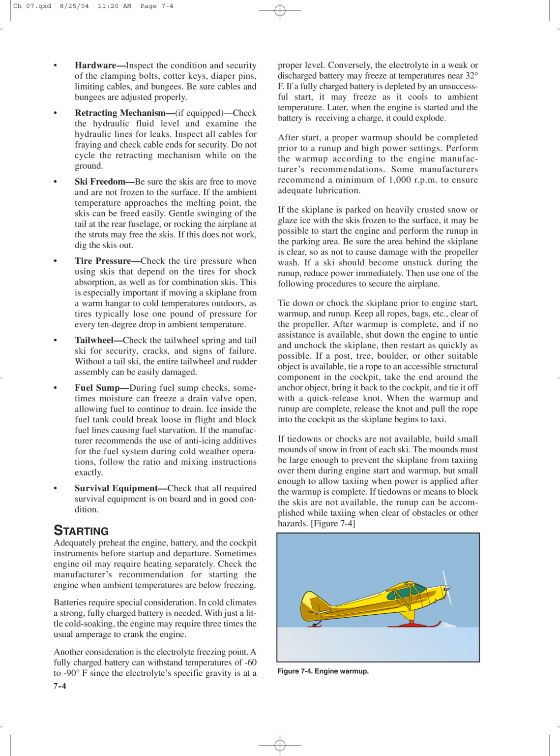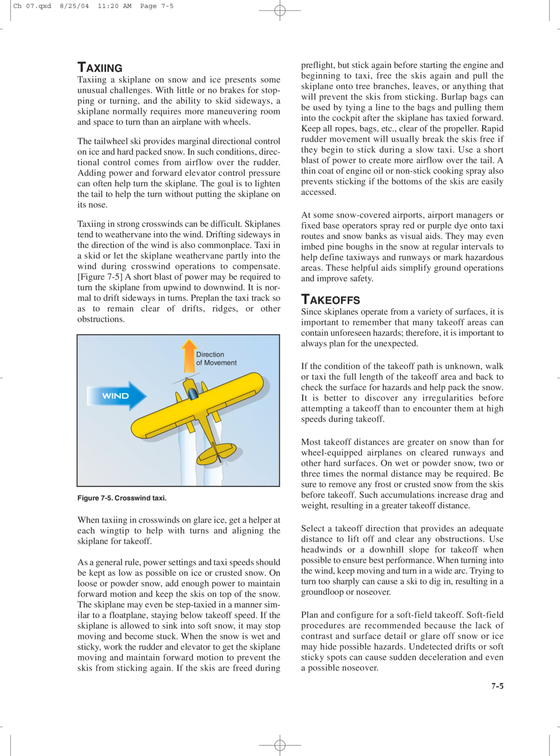Figure 7.4. Taxiing a skiplane on snow and ice presents some unusual challenges. With little or no brakes for stopping or turning, and the ability to skid sideways, a skiplane normally requires more maneuvering room and space to turn than an airplane with wheels. The tailwheel ski provides marginal directional control on ice and hard-packed snow. In such conditions, directional control comes from airflow over the rudder. Adding power and forward elevator control pressure can often help turn the skiplane. The goal is to lighten the tail to help the turn without putting the skiplane on its nose.